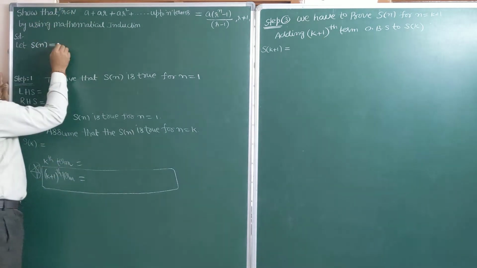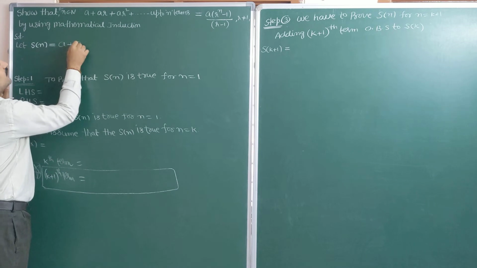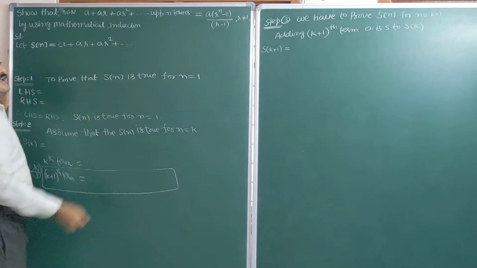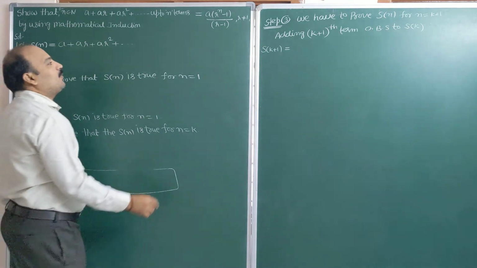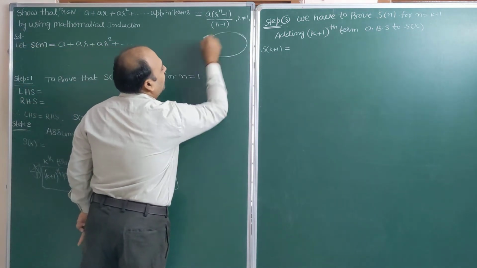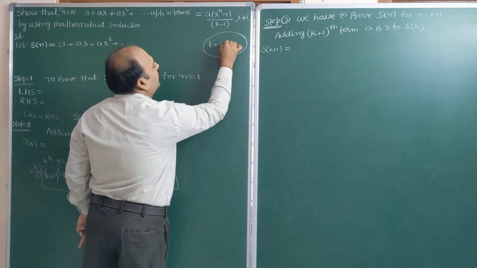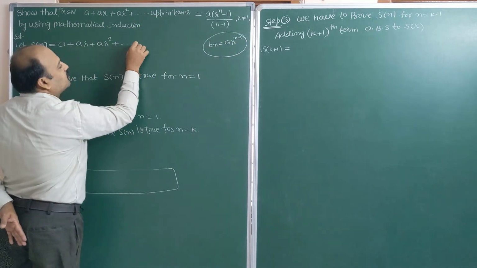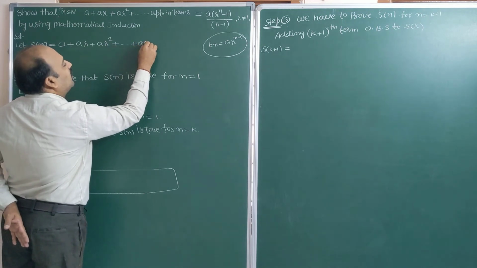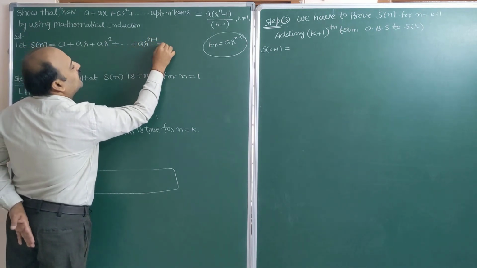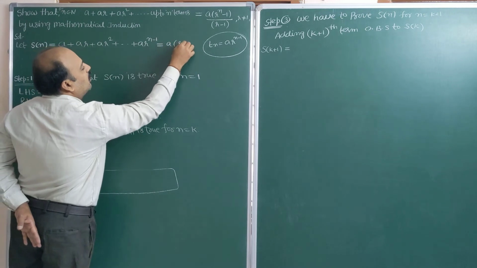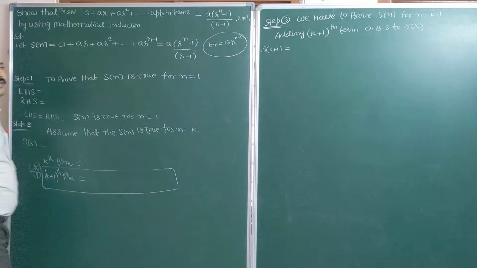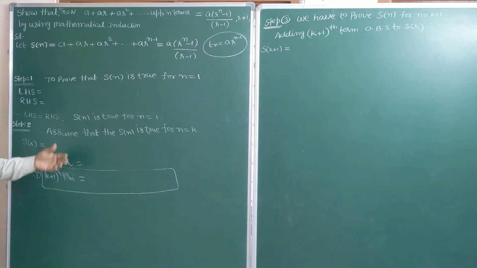S of n equal to a plus ar square plus and so on, the nth term of the geometrical progression. So here I am writing Tn equal to a r power n minus 1. So in place of up to n terms, you replace with a r power n minus 1, is equal to a into (r power n minus 1) divided by (r minus 1), where r is not equal to 1. We provided that.